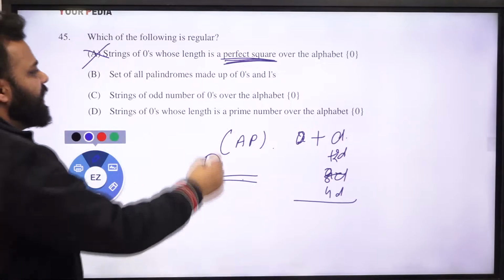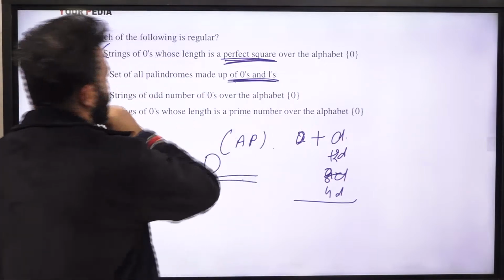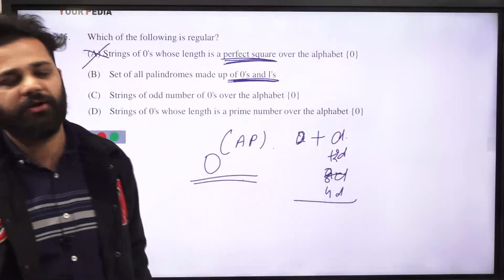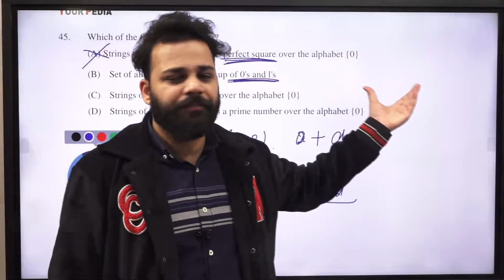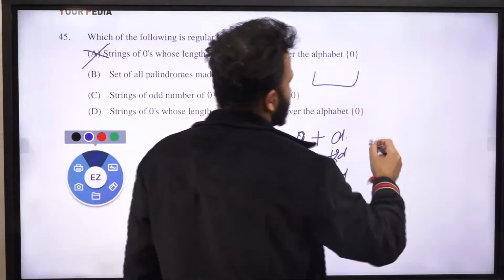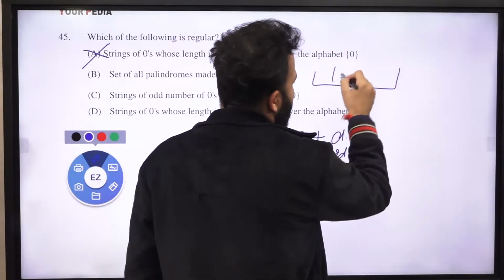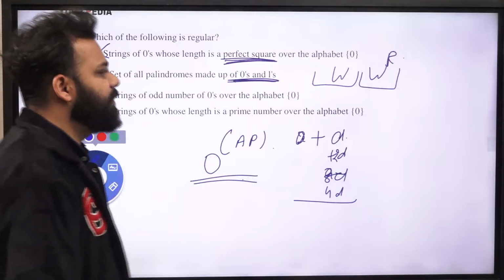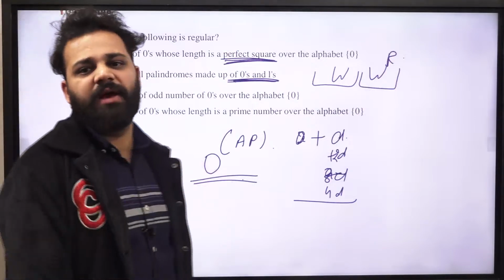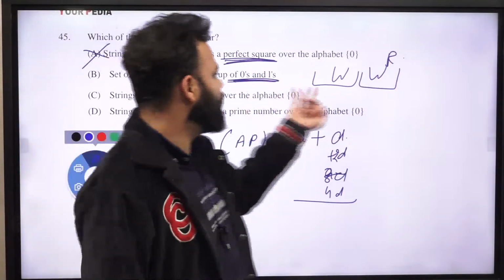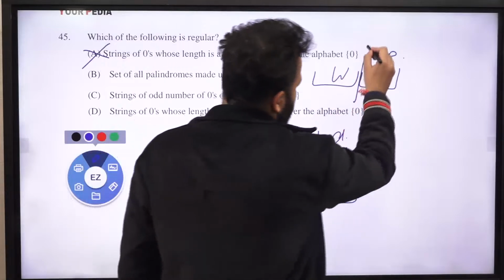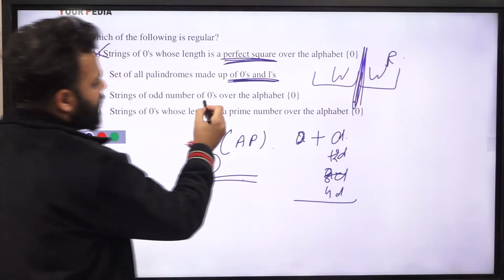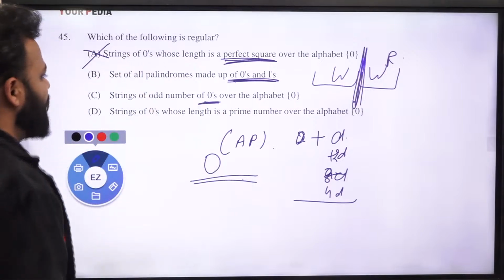Next, the set of palindromes made of zeros and ones. For palindromes, you first have to find the first half of the string, and then you have to match the next half of the string, and it should look like W W^R. For this string matching, an NPDA will be required. Not even a DPDA will be able to do it, because it will not be able to find where the middle of our string is.